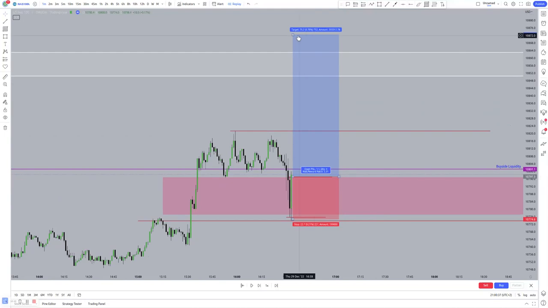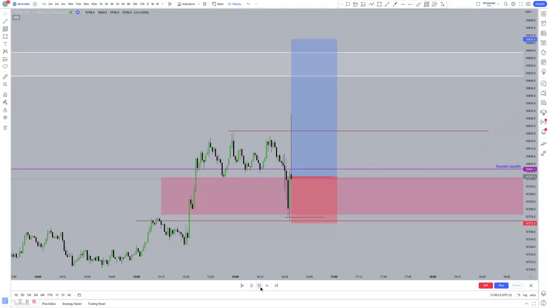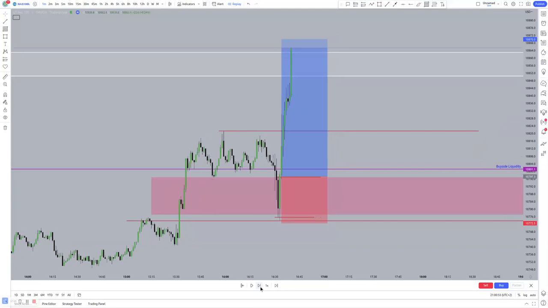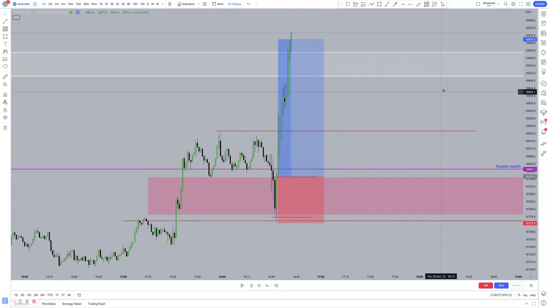But the first, for those who take partials, I don't take partials, but you could take your first partials here and then hold. Okay, so let's see now what happened. My stop loss was down here, and now there we go, and then I was out.